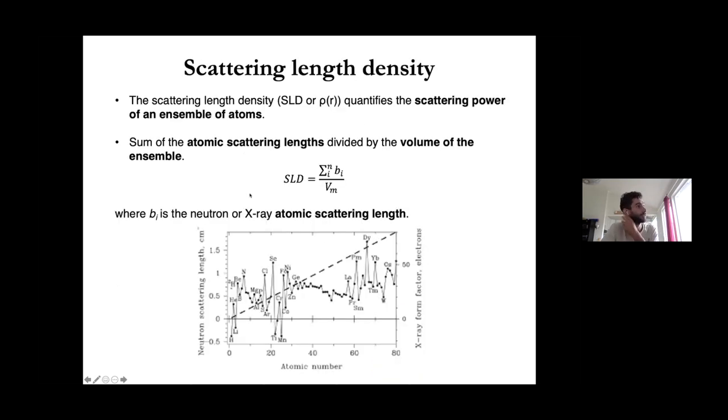Finally, the scattering length density profile is a parameter used to quantify the scattering power of an ensemble of atoms. It's very handy in small angle scattering analysis because it simplifies the problem. It's important to remind you that there is a difference between neutron and X-ray scattering lengths, because the radiation interacts differently with matter. We have a linear dependence for X-rays, whereas there is a random variation for neutrons, which is also isotope dependent. So deuterium and protium are different for neutrons, whereas in X-rays they are exactly the same.